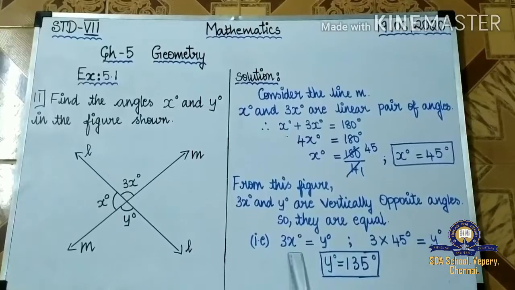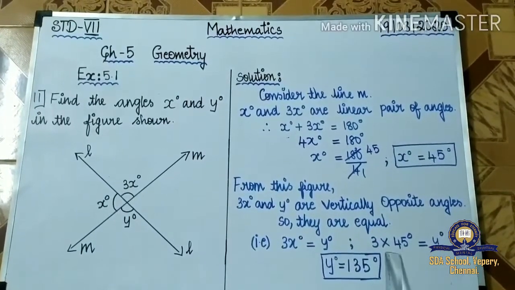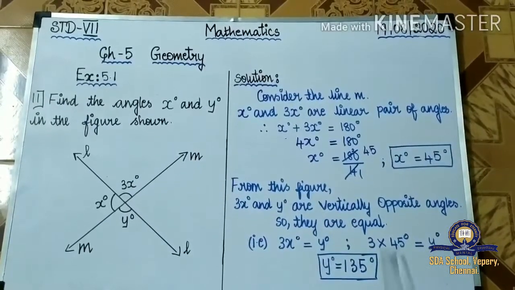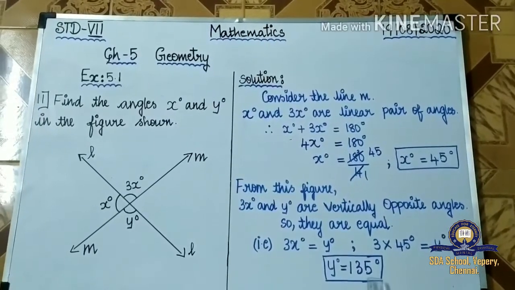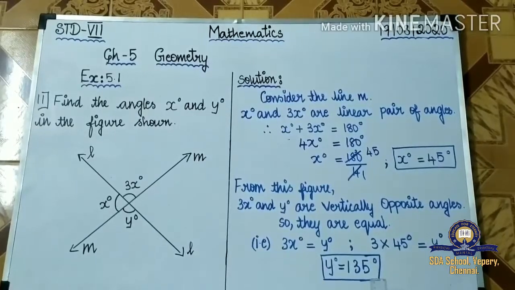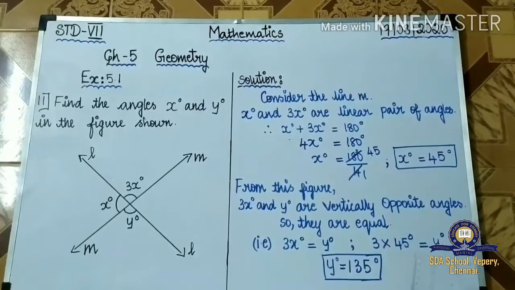3 into x degree, where x is 45 degree. So we will multiply the two values. 3 into 45 degree equal to y degree. When we multiply the two values, we will get 135 degree. Finally, y degree equal to 135. Yes, now we have found the x value and y value, right?